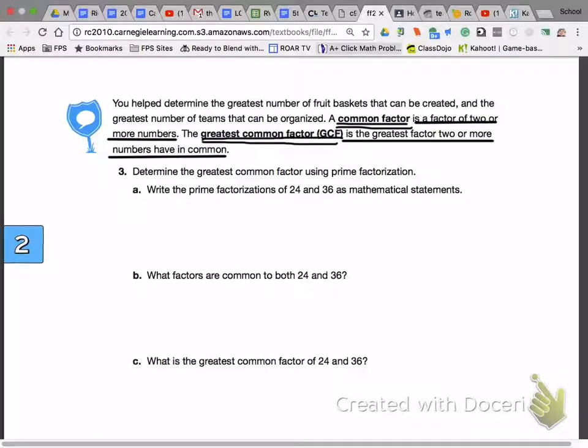Please turn to page 72. You helped determine the greatest number of fruit baskets that can be created and the greatest number of teams that can be organized. A common factor is a factor of 2 or more numbers. The greatest common factor, or GCF, is the greatest factor 2 or more numbers have in common.